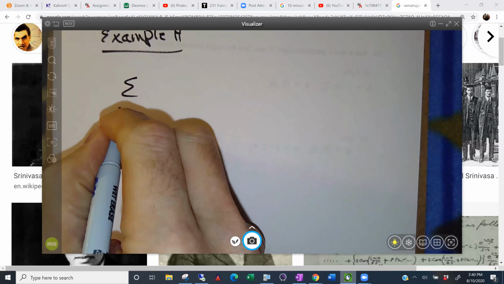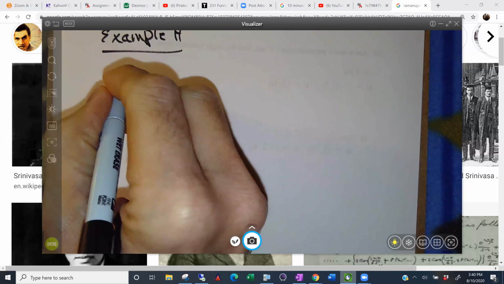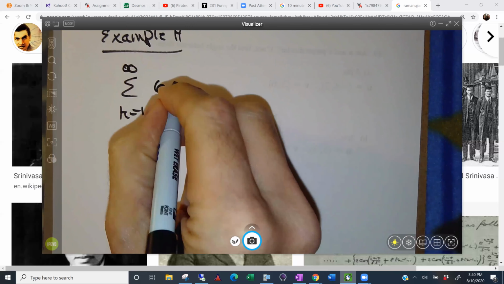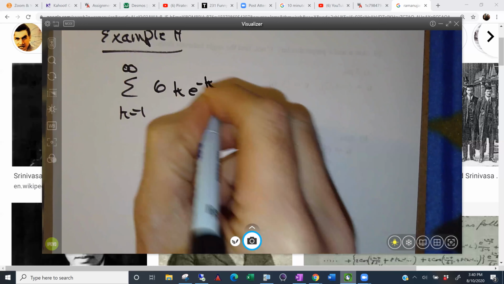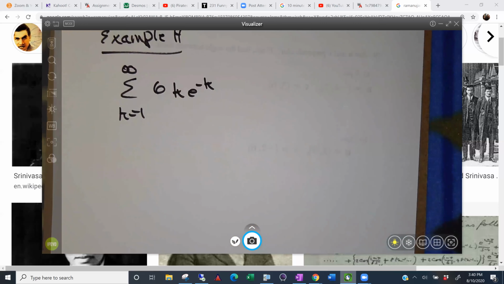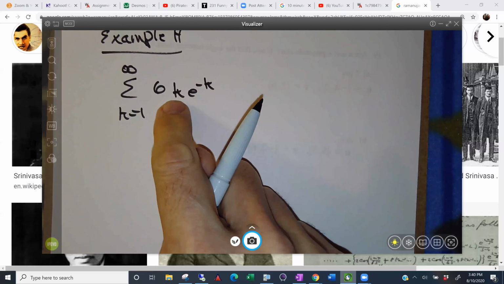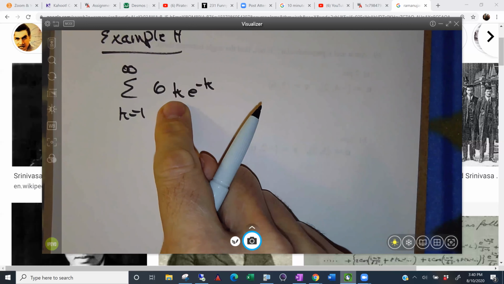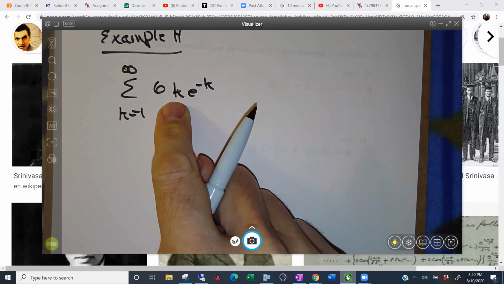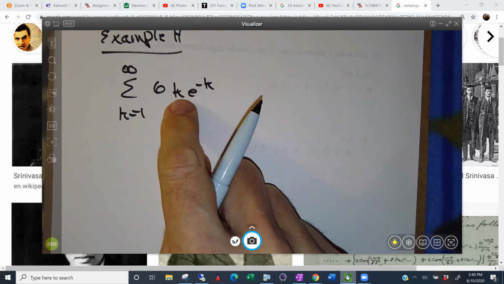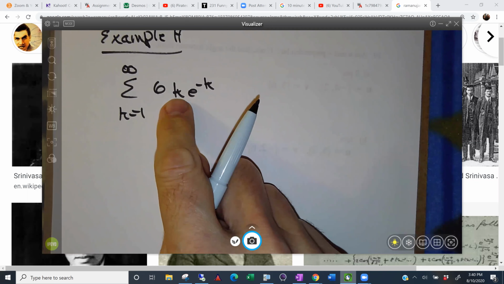Sum from, let's do k for a change, k equals 1 to infinity of 6 times k e to the negative k. Well, this part has a power, but this one doesn't. And I just don't think that's going to work out too well with the root test, because if you start taking a look at the roots, the root is not going to simplify to anything really nice. You're going to be stuck with it.